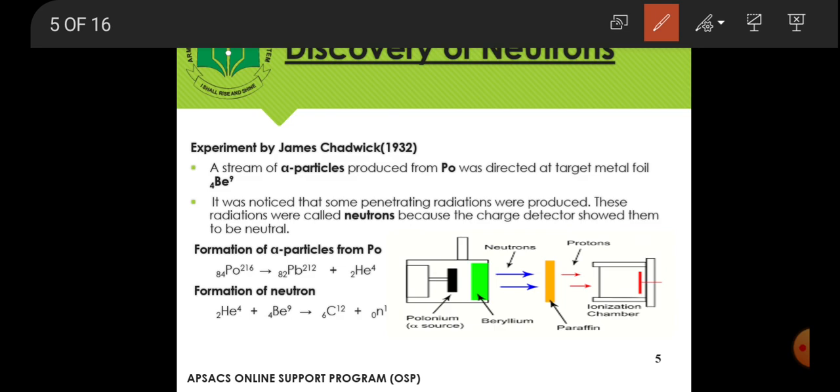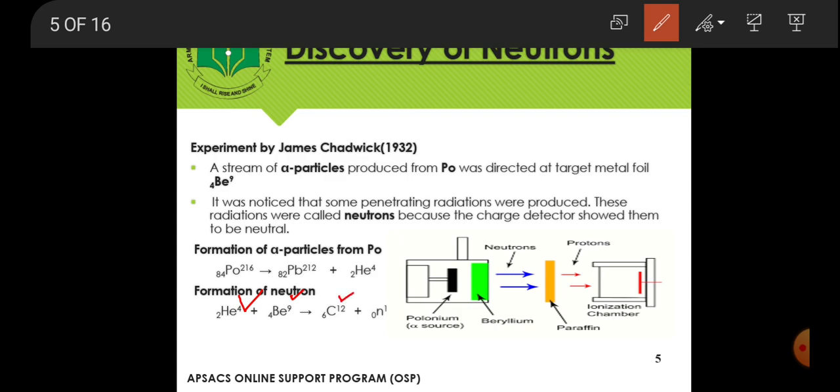I hope, students, the experiment is clear to you. One more thing, students, the atomic mass which is given on the left side of the equation must be equal to the mass which is given on the right side of the equation, and same is the case with atomic number. For example, the atomic mass of helium is 4 and that of beryllium is 9, so 9 plus 4 is equal to 13.